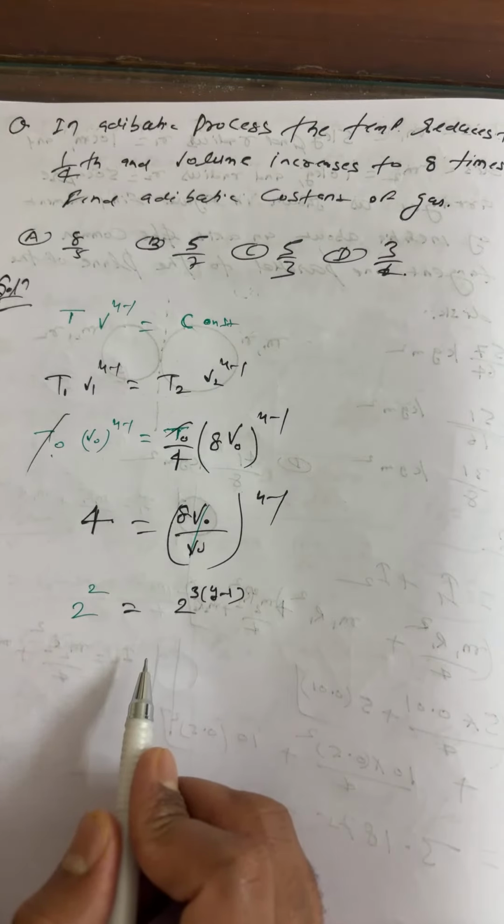Literally, you correct. 2 is equal to 3 gamma minus 3. What we can see: this is 5, 5 by 3, which is gamma. Is any option there? Yes, option C. This is the answer of this question.